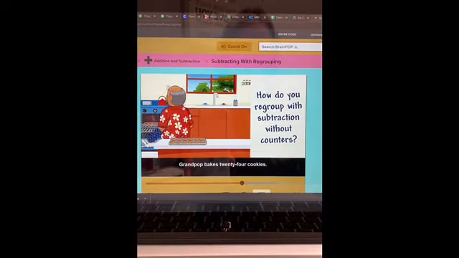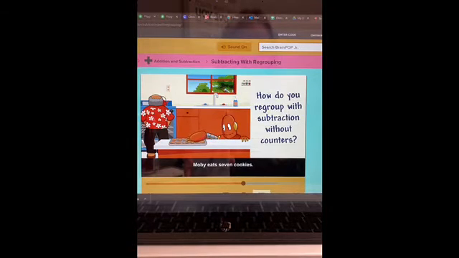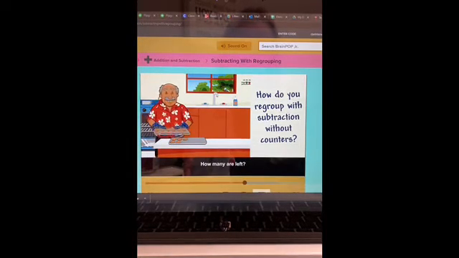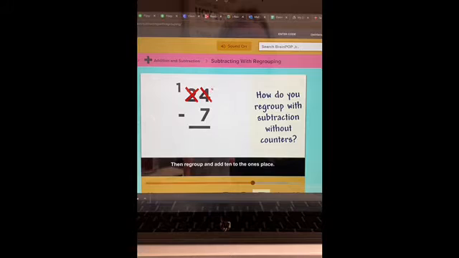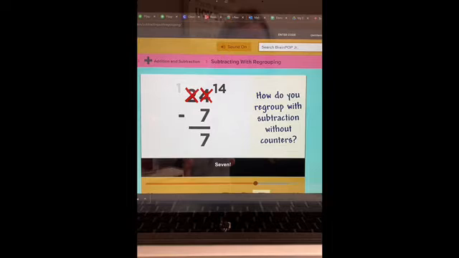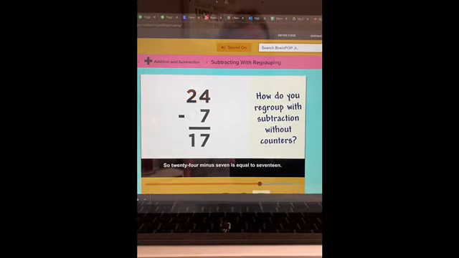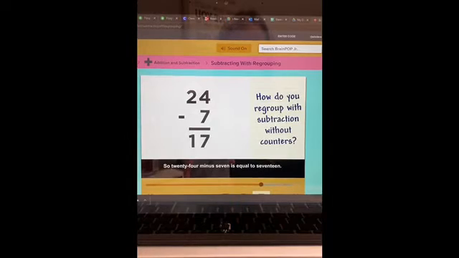Grandpa bakes 24 cookies. Moby eats 7 cookies. How many are left? Subtract 24 minus 7 to solve. Since you have to borrow a 10, cross out the tens place and subtract one 10. Then regroup and add 10 to the ones place. What is 14 minus 7? 7. Now subtract the tens place. 1 minus 0 is equal to 1. So 24 minus 7 is equal to 17.